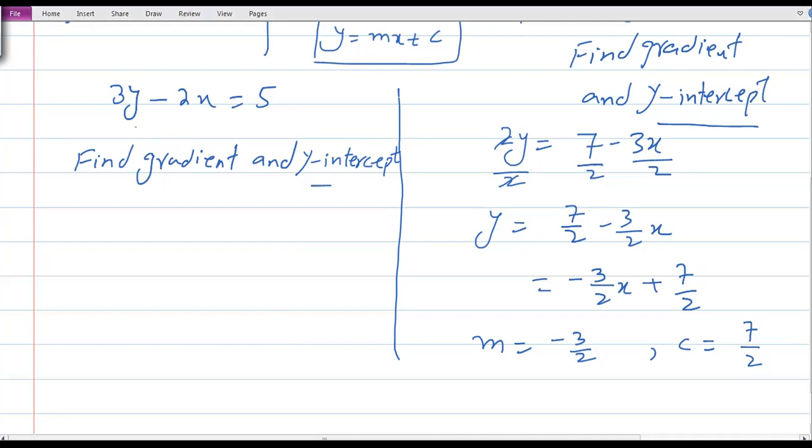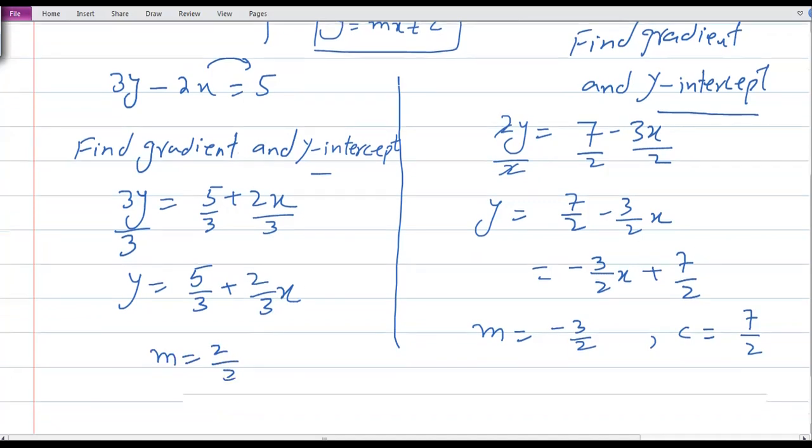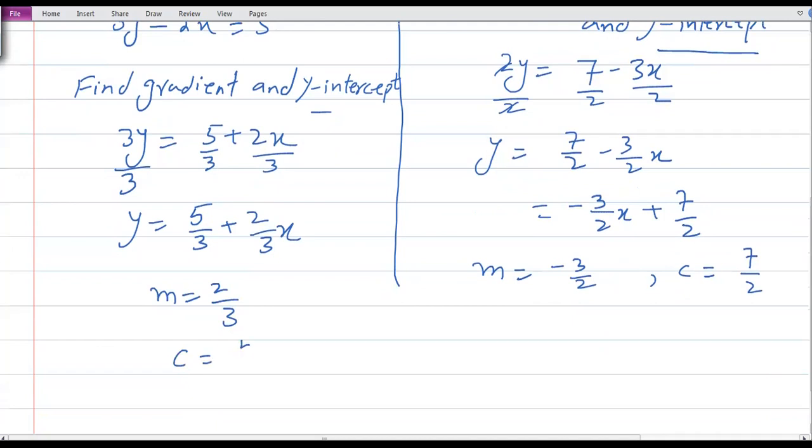Like for this one, I asked you to find the gradient and y-intercept. So it means you will separate y first. Okay, let's separate y. Take 2x to the other side. It will become 3y equal to 5 plus 2x. Now we have to make y, so we need to get rid of 3. So divide both sides by 3. It will become y equals 5 over 3 plus 2 over 3x. Now in this situation, the coefficient of x is called the gradient. It means your gradient is 2 over 3 because this is the coefficient of x. Whatever is multiplied with x, that is the gradient. And c, the y-intercept, is 5 over 3.